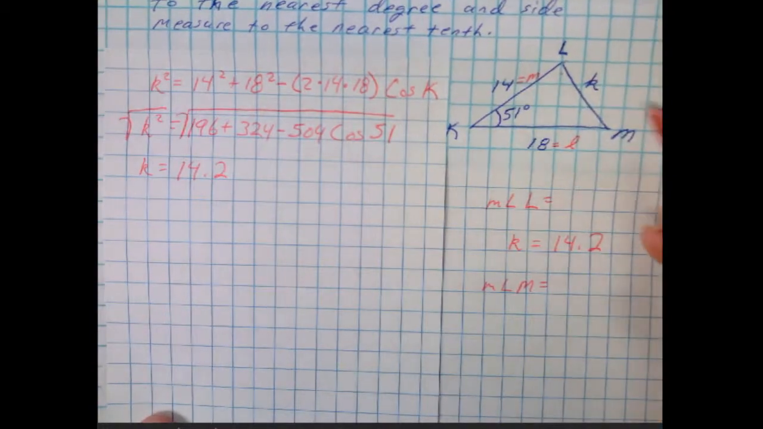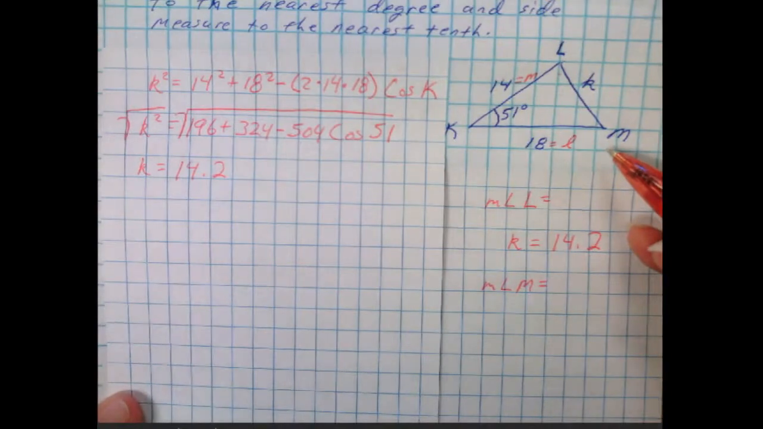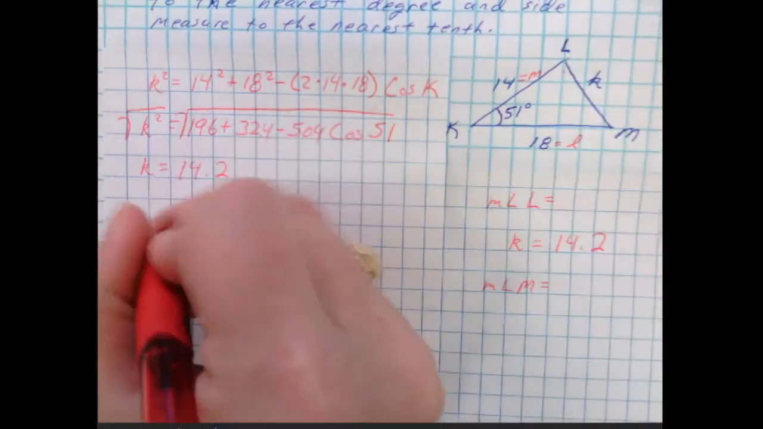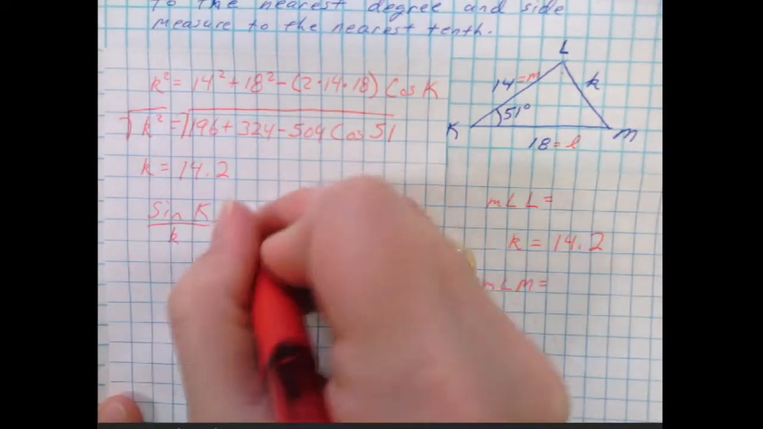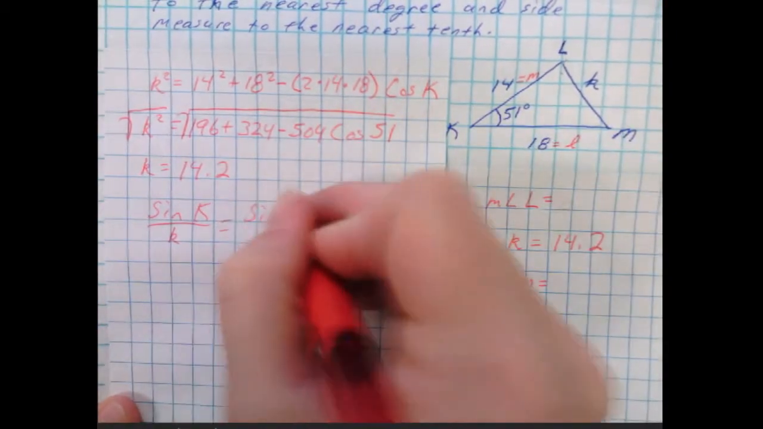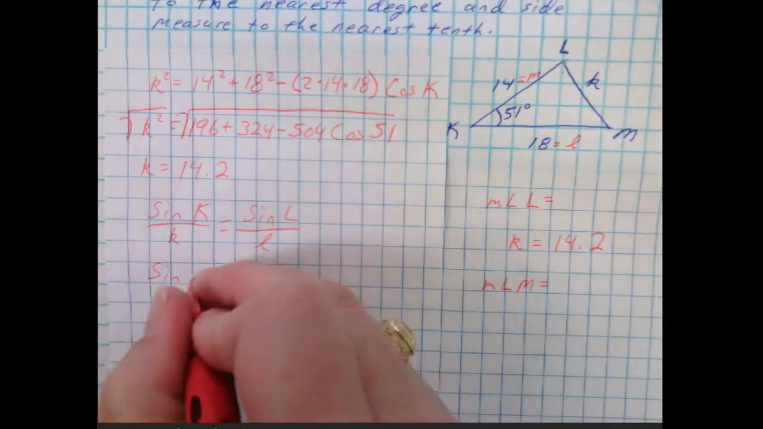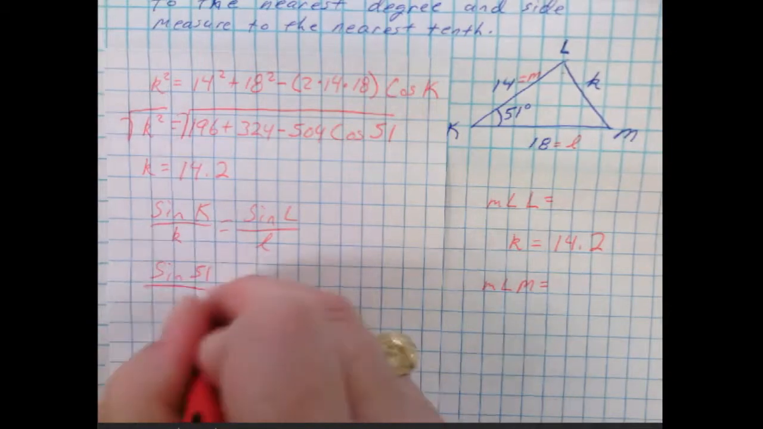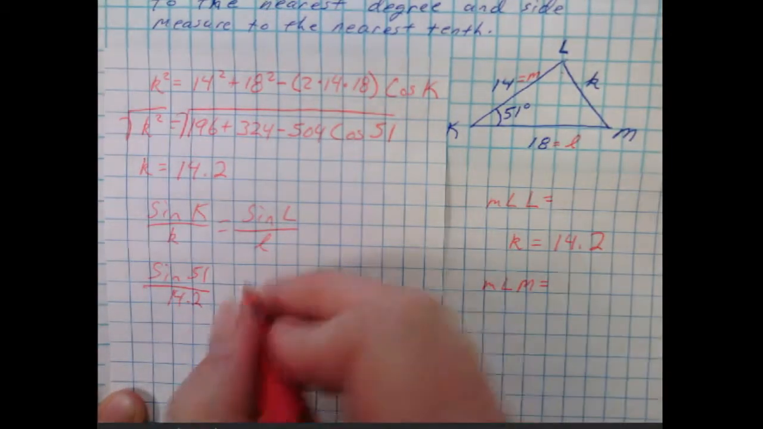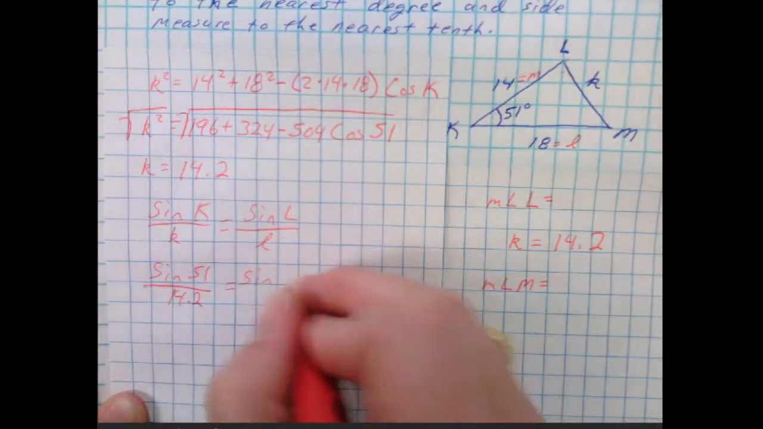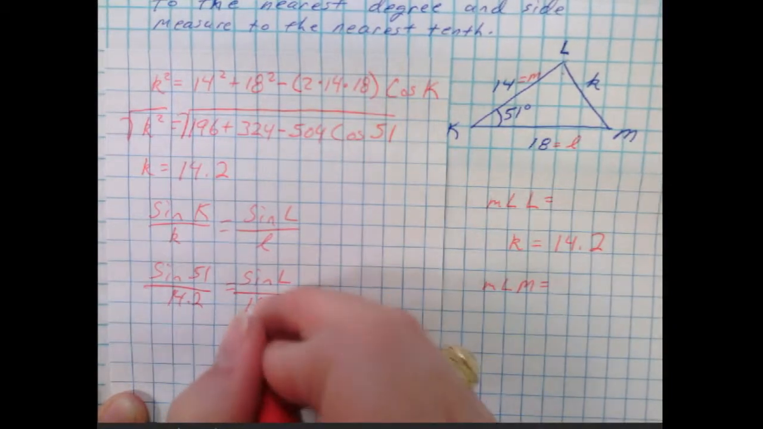So then the next thing that we're going to do is find the angles. Now for the angles, I'm actually going to use the law of sines. So I'm going to use the K that I just found. So sine of K over K equals, I'm going to start with L. So sine of L over L. So then we have angle K is 51, so sine of 51 over the 14.2 that we just found equals sine of L, we don't know L, over side L, which is 18.